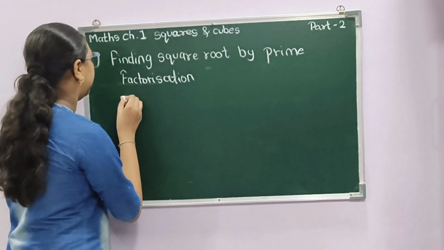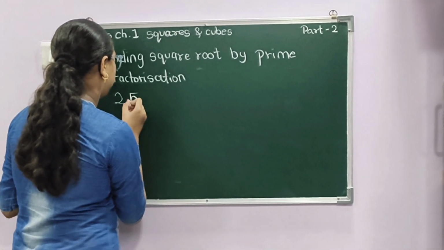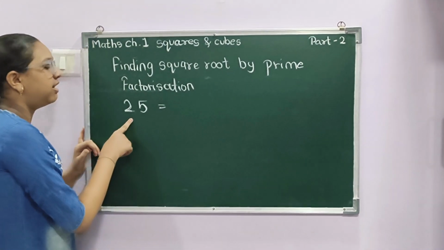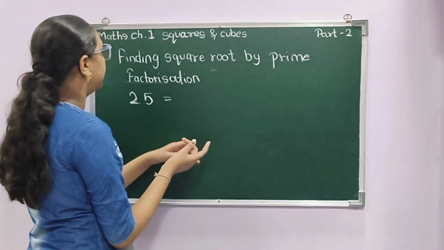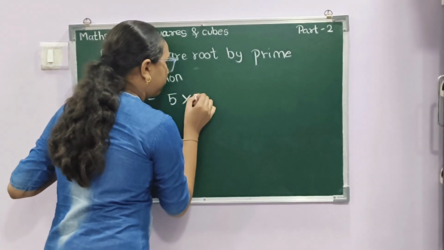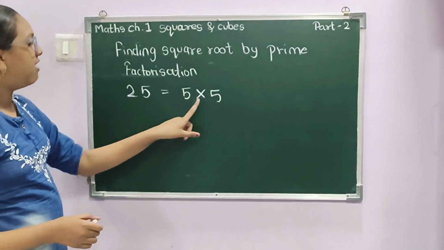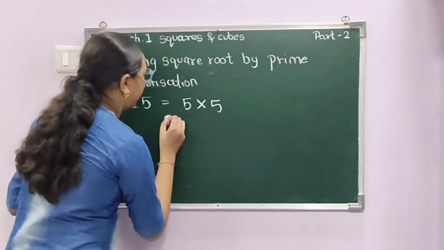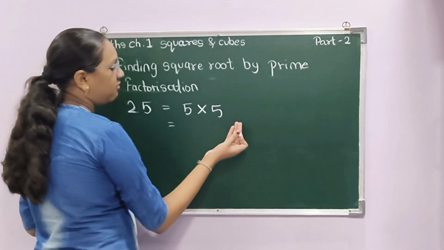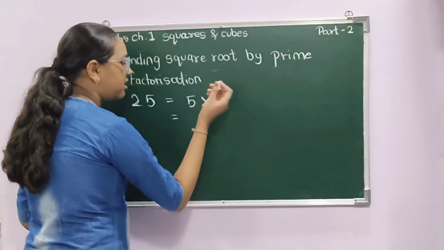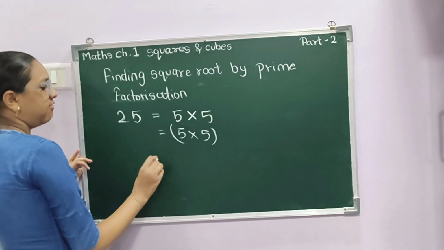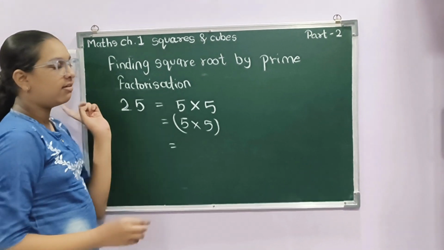So for example, I am taking 25. Now we will convert this into prime factors. What are its factors? 5 into 5. So 5 into 5 equals 25. Now we will make pairs. If there are more numbers, you should make their pairs also. We will make a pair of 5 into 5. Now that we have made pairs, you have to take only one number from each pair.